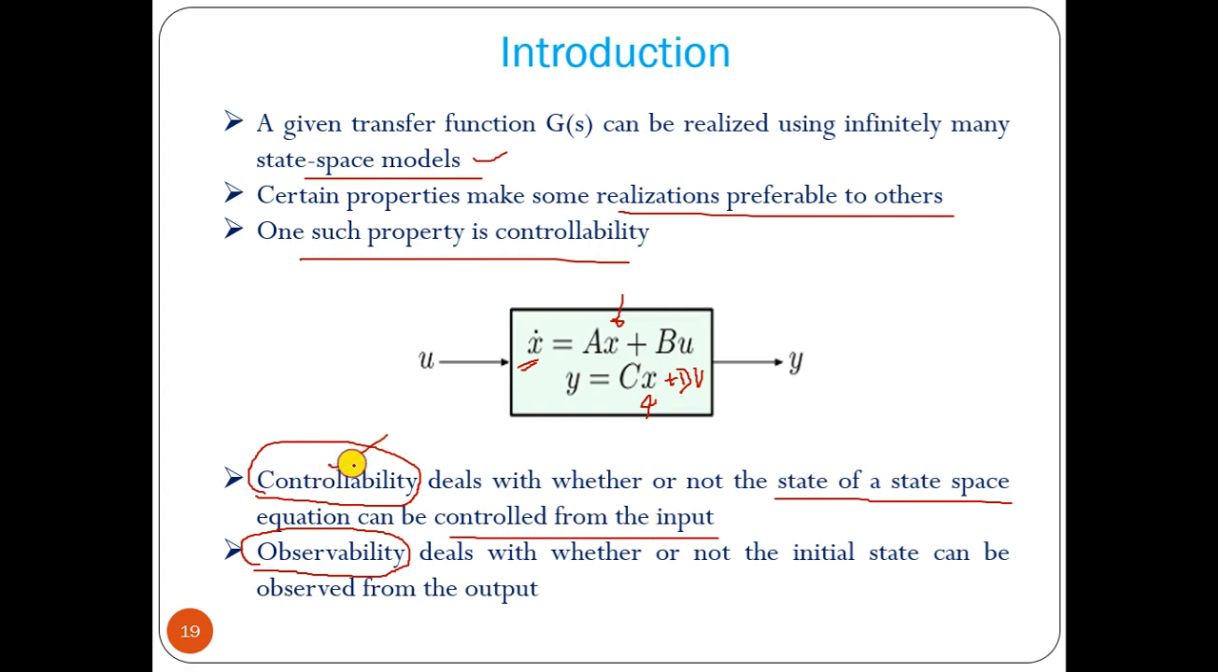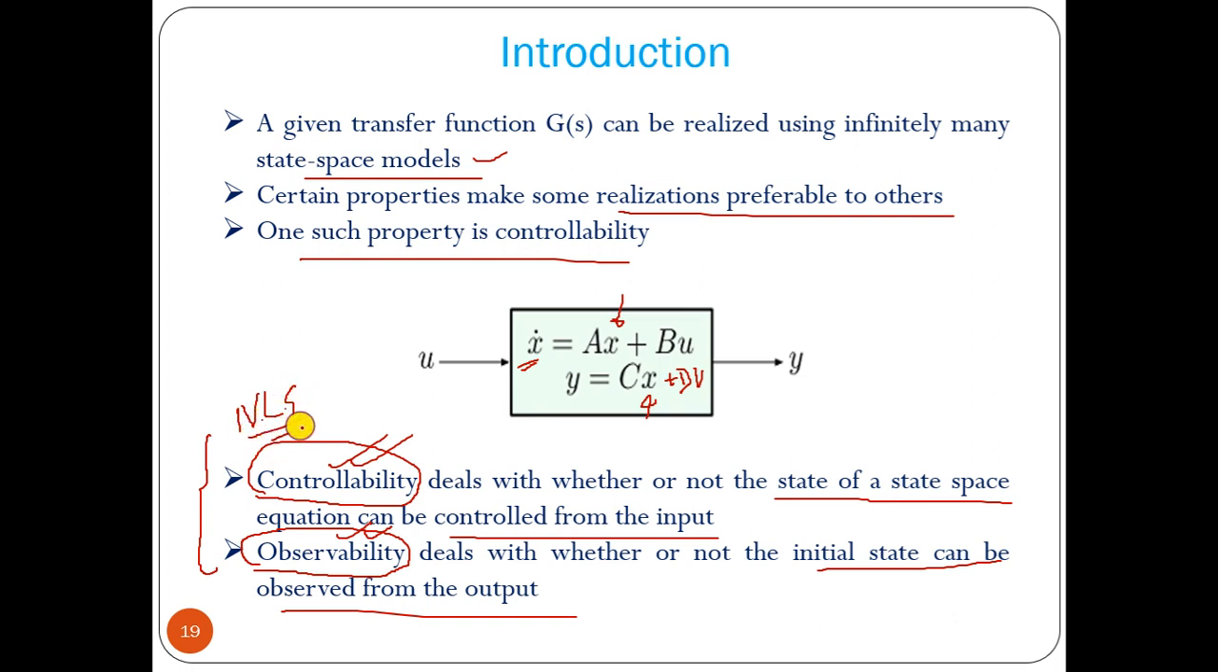That means controllability is with respect to input. By applying input, can we control all the state variables or not? That is called controllability. And observability deals with whether or not the initial state can be observed from the output. That means observability is always with respect to output. If we know the output, can we observe the initial state value of the system or not? So these two are among the most important parameters, basically for nonlinear systems.